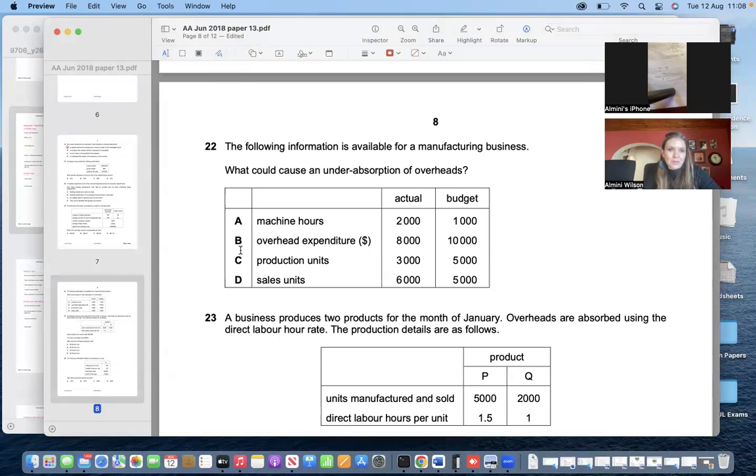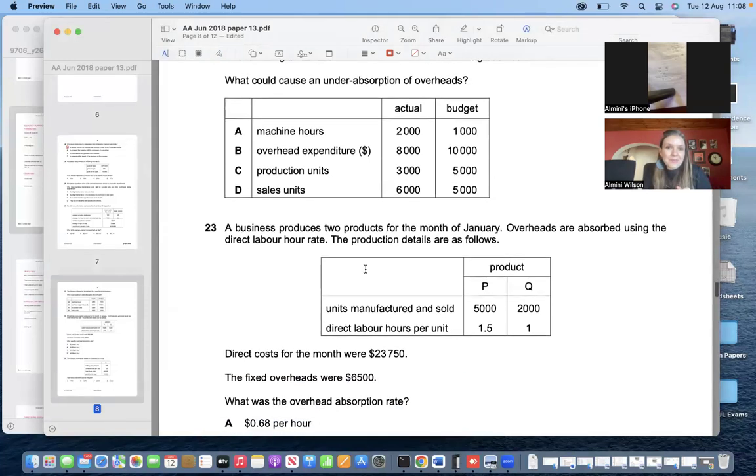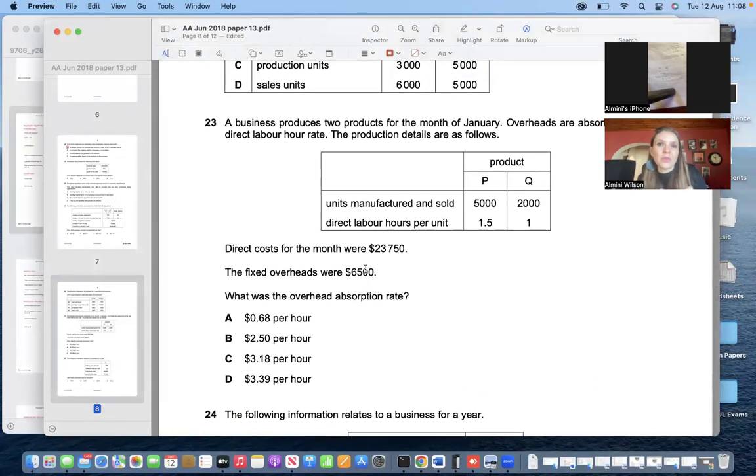I have indeed lost the ability to circle. So 22C, please. And then let's go on to 23. We're almost done. A business produces two products for the month of January.